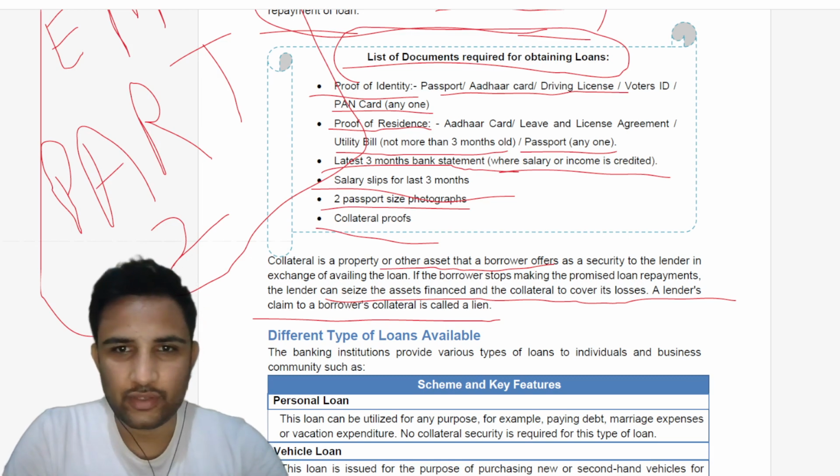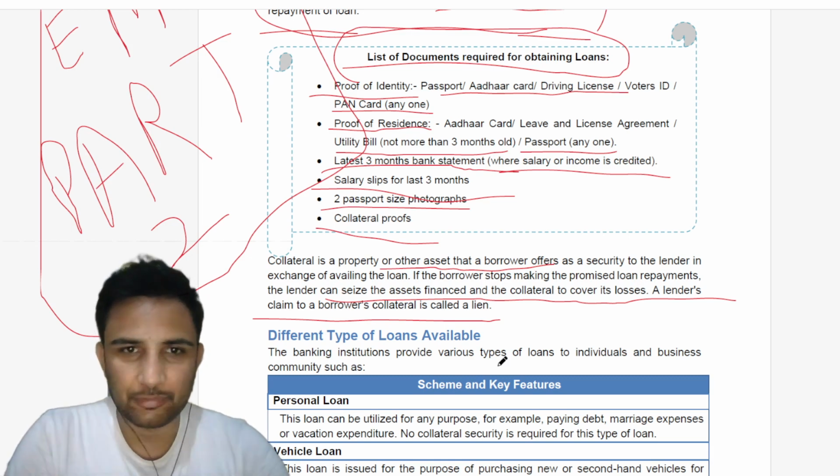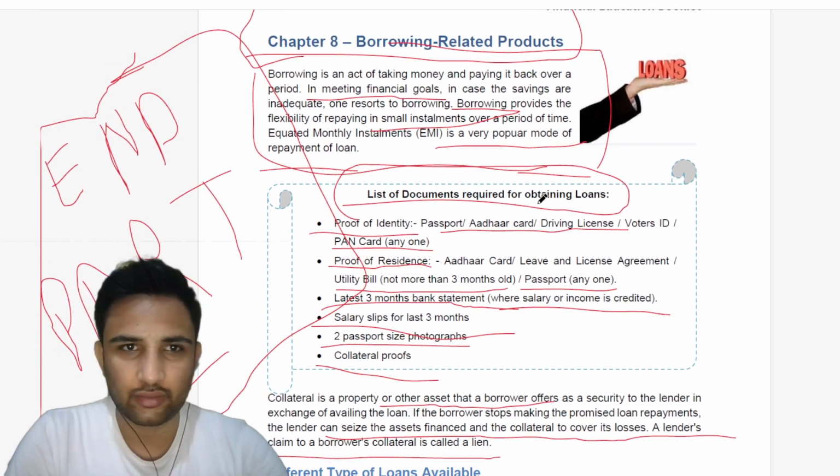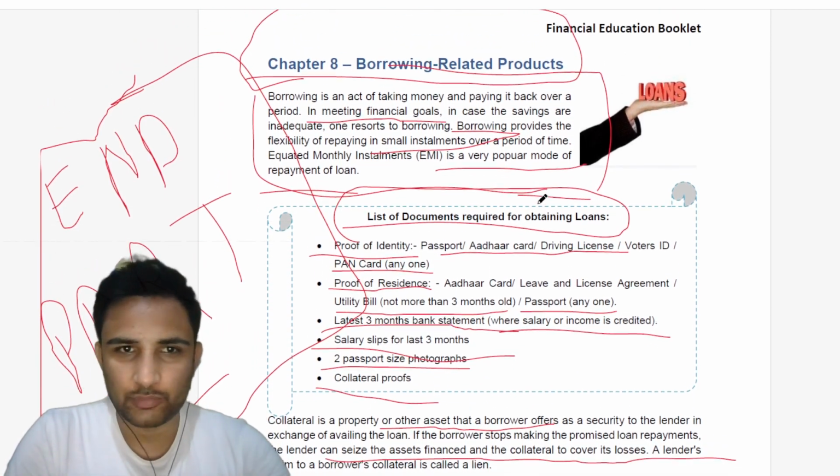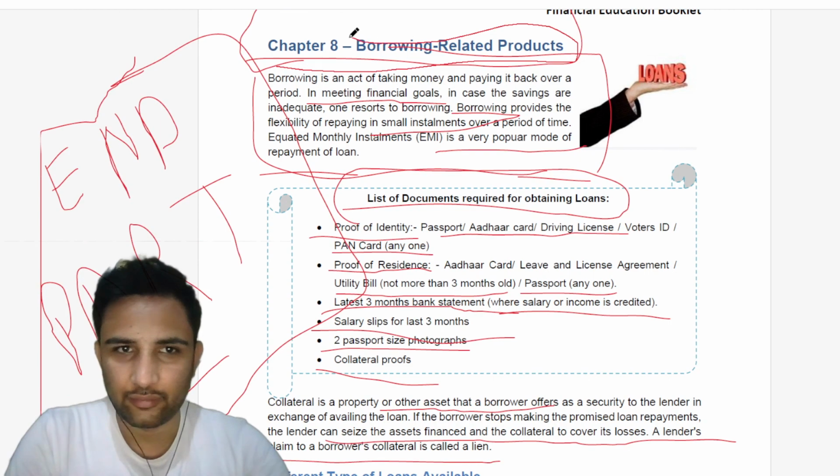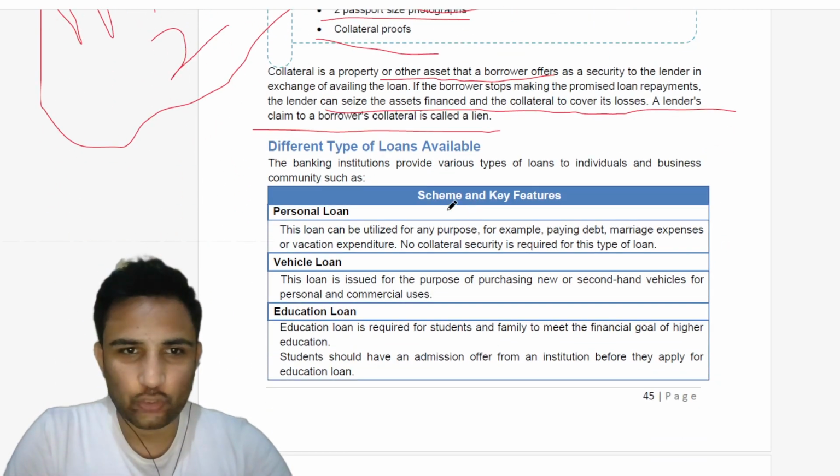Hello everyone. In the previous video, we were covering chapter 8 of the financial education part. So we will resume the chapter, that is chapter number 8. The next topic we have is different types of loan available.